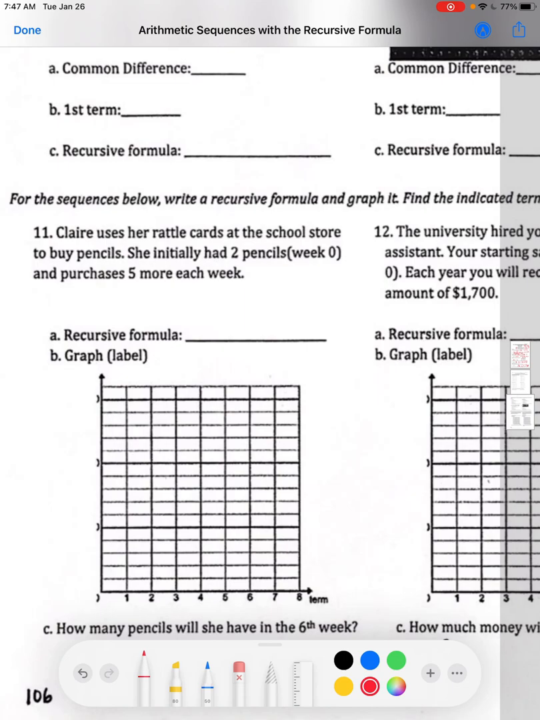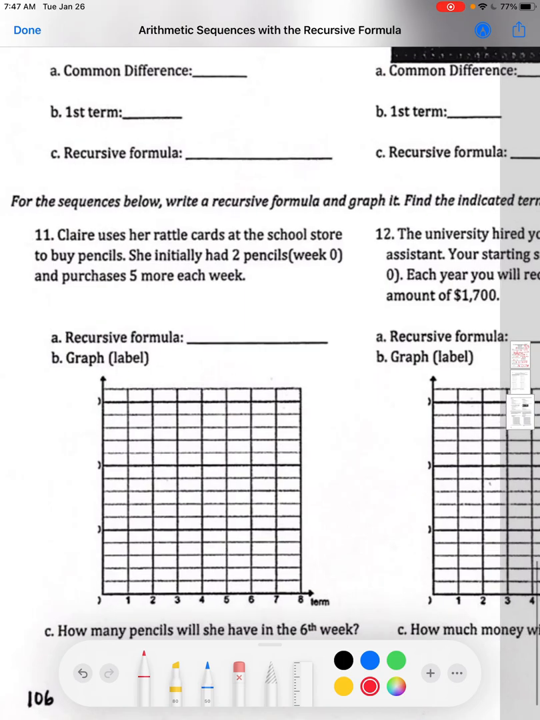Claire uses her rattle cards at the school store to buy pencils. She initially had 2 pencils, week 0, and begins to purchase 5 more each week. So we're told that week 0, or our first term, is 2. And then each week we go on and we buy 5 more pencils.